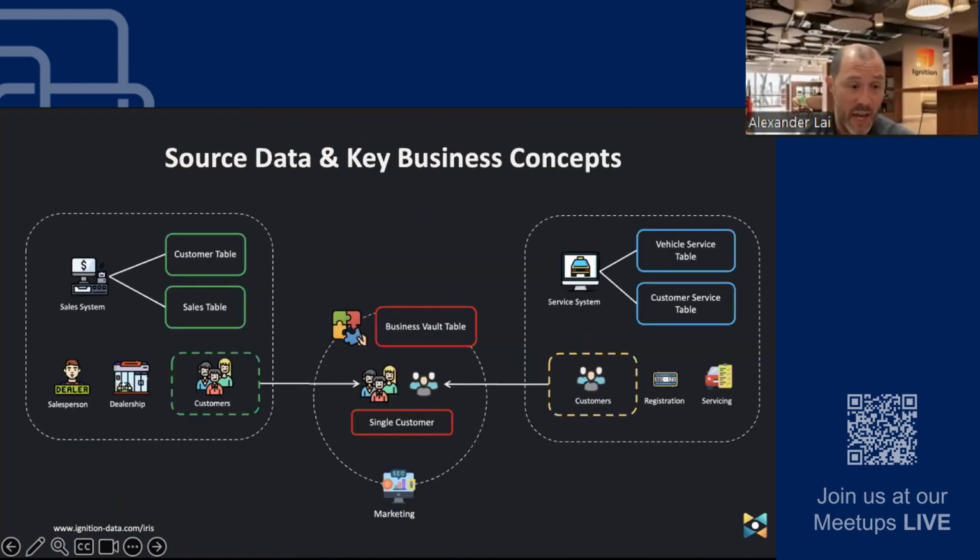In terms of a high level conceptual view of it, on our sales side, the key business concepts we're looking at are the salesperson, dealership data, and customer data. Then around the servicing side, we've got registration and servicing data, but we also have that customer side as well. And what we want to do is potentially bring the two of those together.